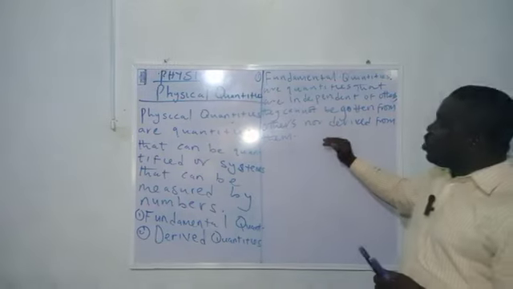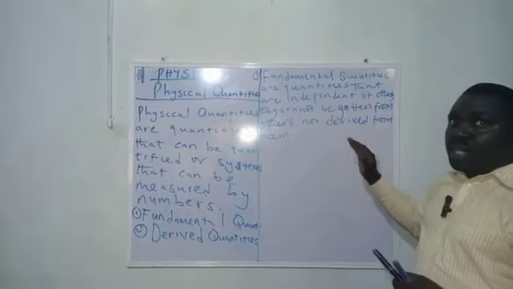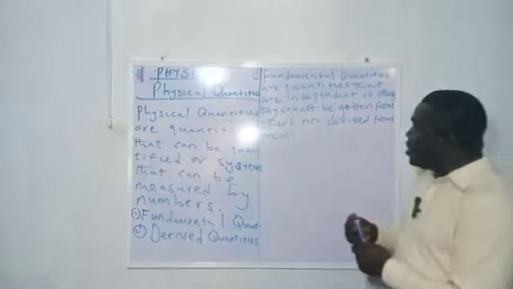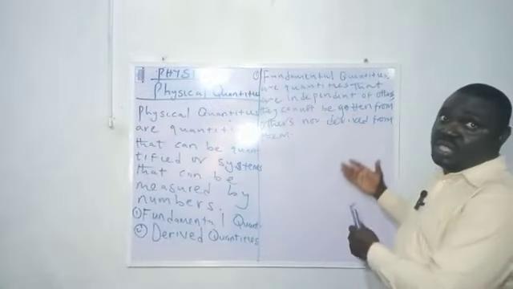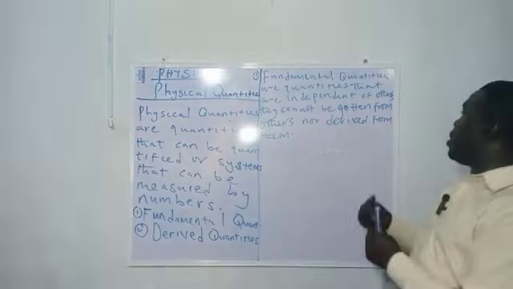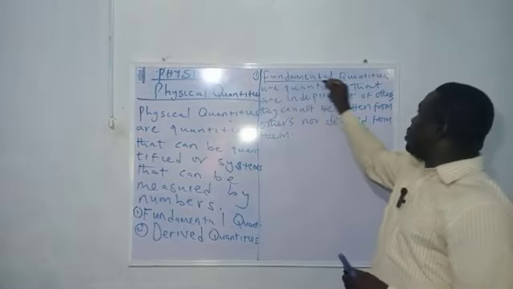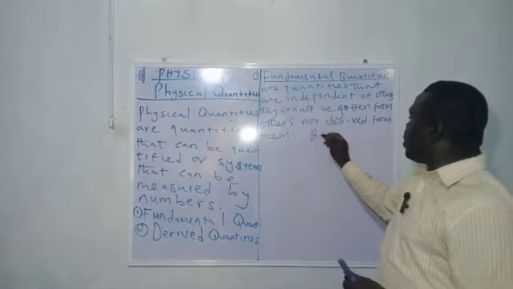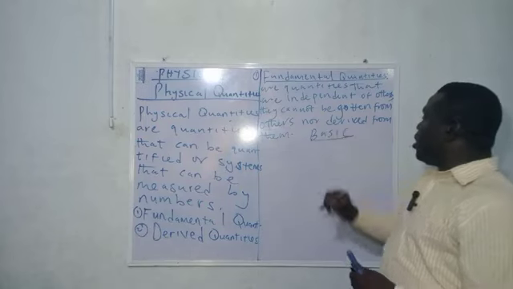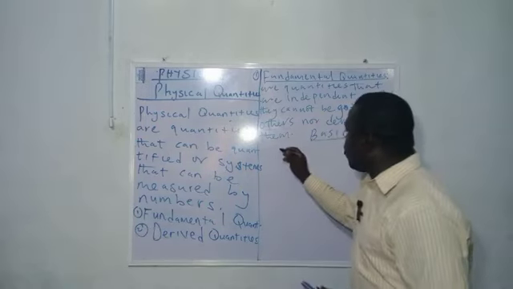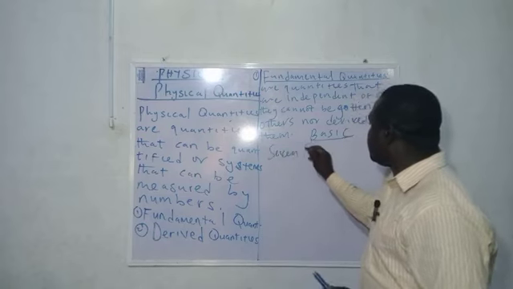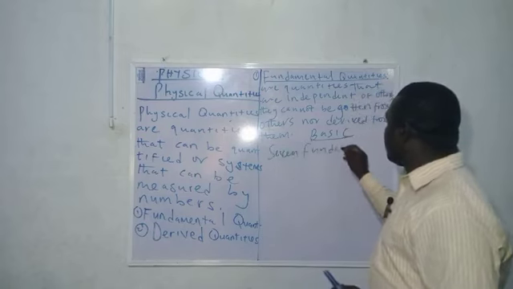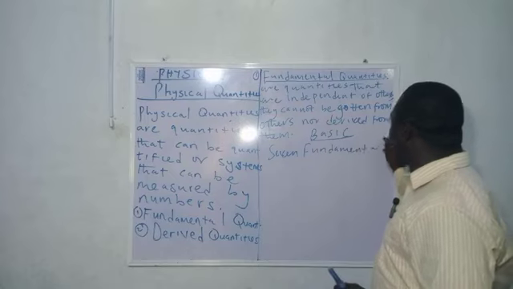Fundamental quantities are also called basic quantities, basic in the sense of basic. There are 7 of them. 7 fundamental quantities.